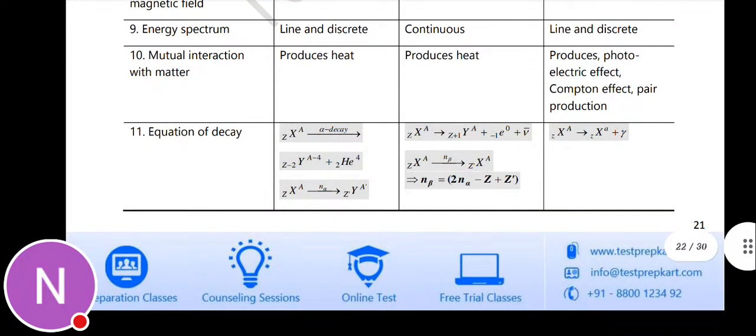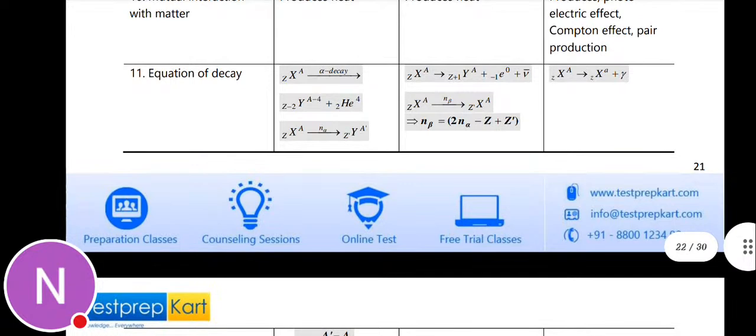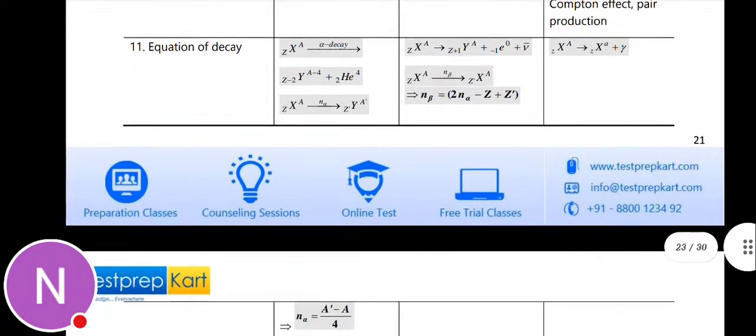And mutual interaction with matter: it produces heat for both alpha and beta particles. It produces photoelectric effect, Compton effect, pair production. So the equation of decay you can see here.